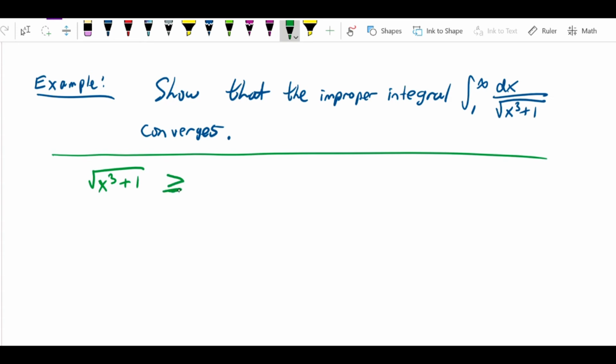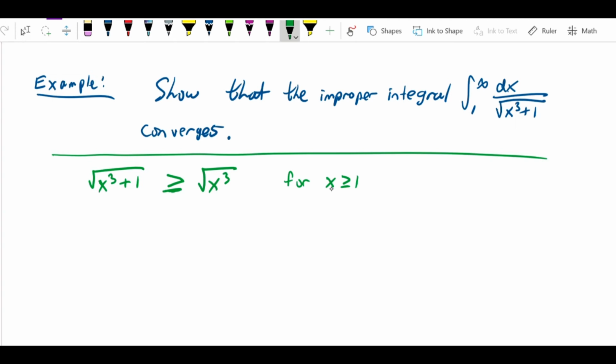So it's certainly correct to say that the square root of x cubed plus 1 is greater than or equal to the square root of x cubed, right? If I add 1 to something, I'm going to get a bigger number than if I don't add 1. So that's certainly true. And most importantly, it's true for x greater than or equal to 1. Why do I care about that? Because that's where the interval of integration starts. It starts at 1 and goes up to infinity. So I want this to be true for all x greater than or equal to 1.